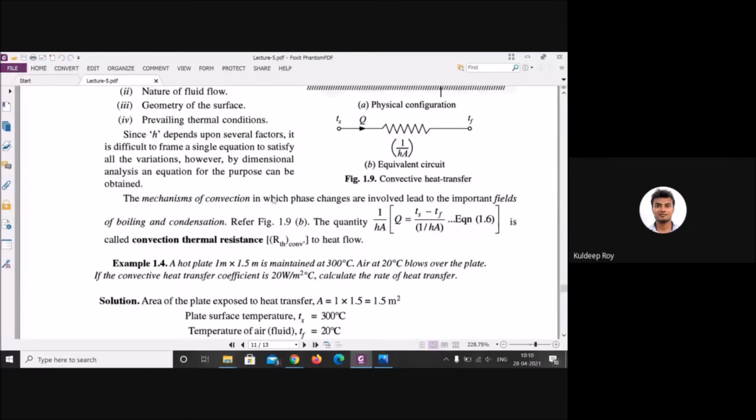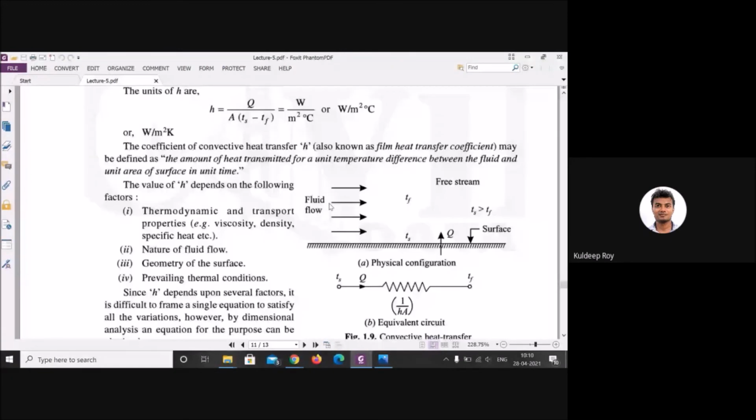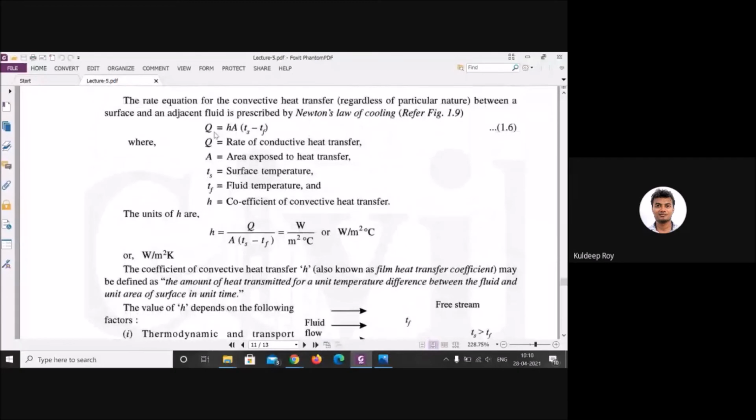You have to do nothing. There is a very simple formula: Q is equal to h A (Ts minus Tf). You have to determine the delta T. A is known to you, and h you know.